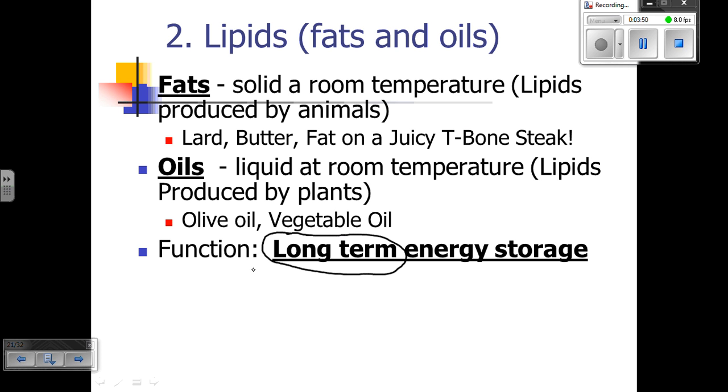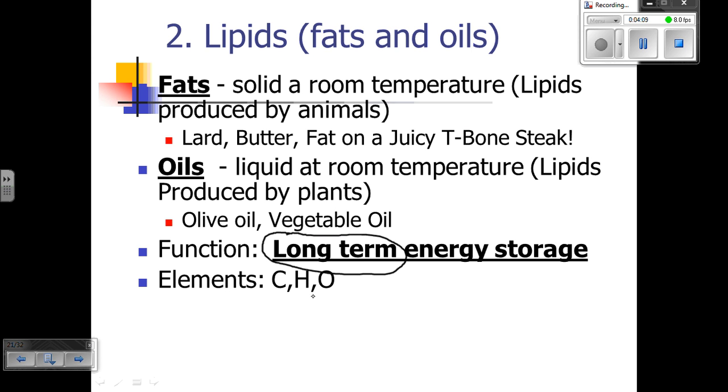And that's why a bear chooses to store fat and eat high fatty foods before its hibernation, because it can use that fat as an energy source long term throughout the winter during its hibernation. So those are for long-term energy storage.